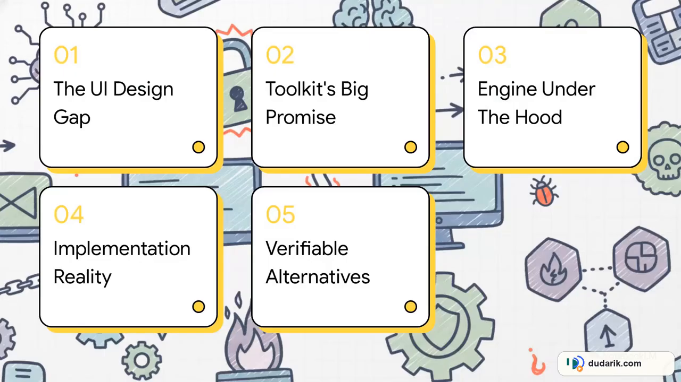Okay, let's dive into this. Today's explainer is broken down into 5 parts. 1. The UI design gap. 2. The toolkit's big promise. 3. The engine under the hood. 4. The implementation reality check. And 5. Verifiable alternatives for today.